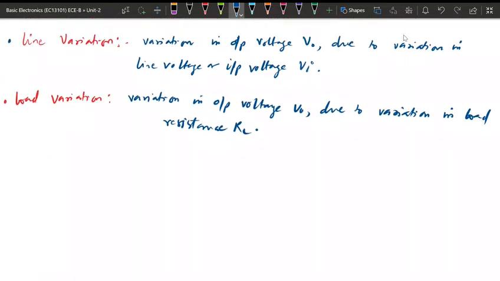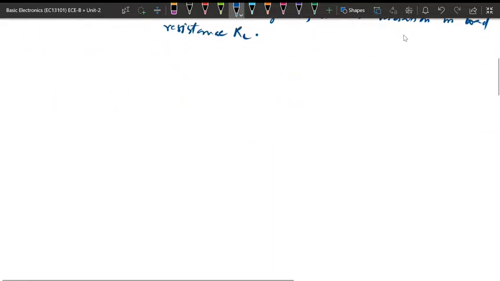So we should have a clear understanding of line variation and load variation. Line variation means if input voltage is varying, with respect to that some output variation will be there, that will be called line variation. Load variation means the load resistance is varying, with respect to that output voltage will be varying. Next we will see how the Zener diode is going to be used as a voltage regulator.